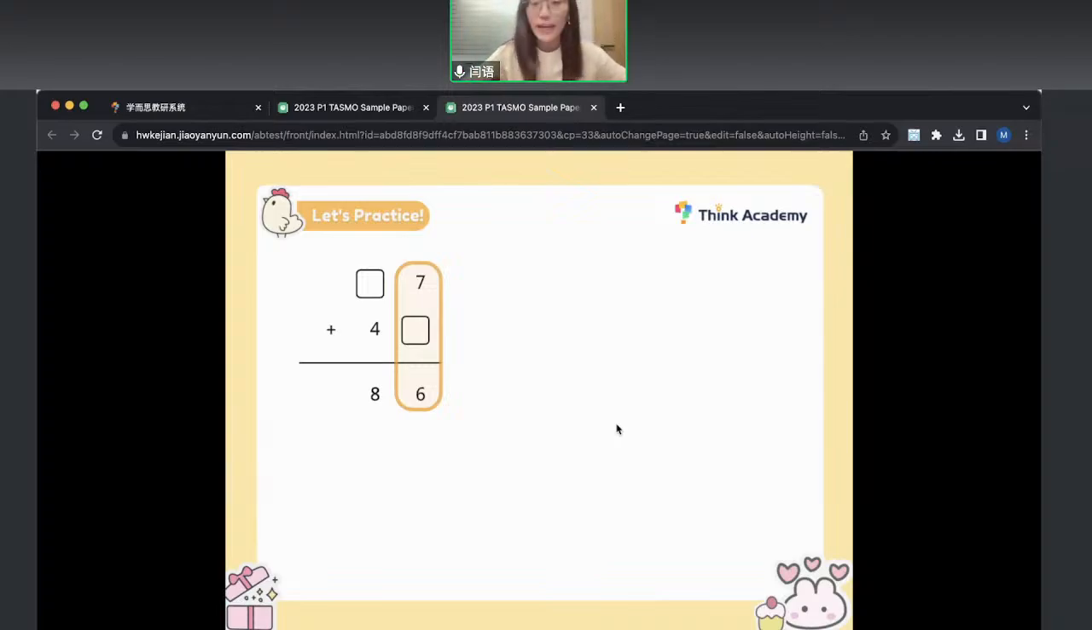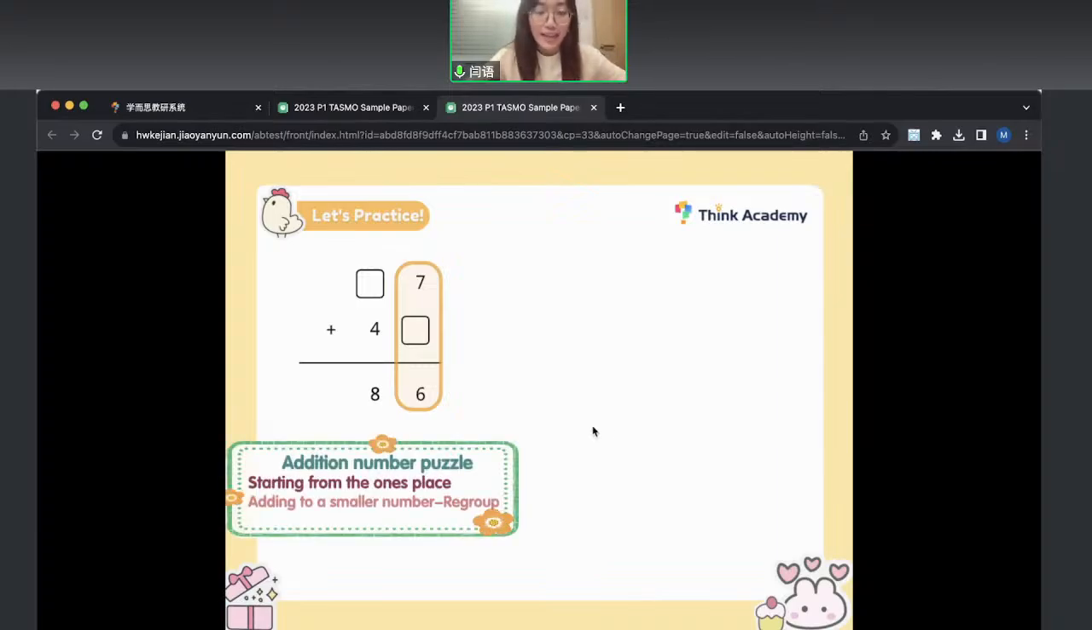Okay, you see 7 is a bigger number, right? Bigger number plus something equals to a smaller number. How? Look, again. Addition number puzzle, we start from the ones place. As long as you see add up to a smaller number, there must be a regrouping. So actually it is not 6, it should be 16, right? And do remember the carryover? Here we have a 1. So 7 plus what equals to 16? 7 plus 9. So we can get the missing number is 9.